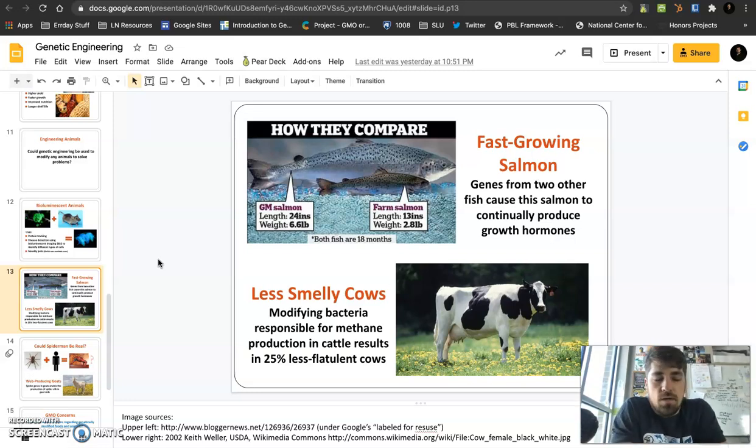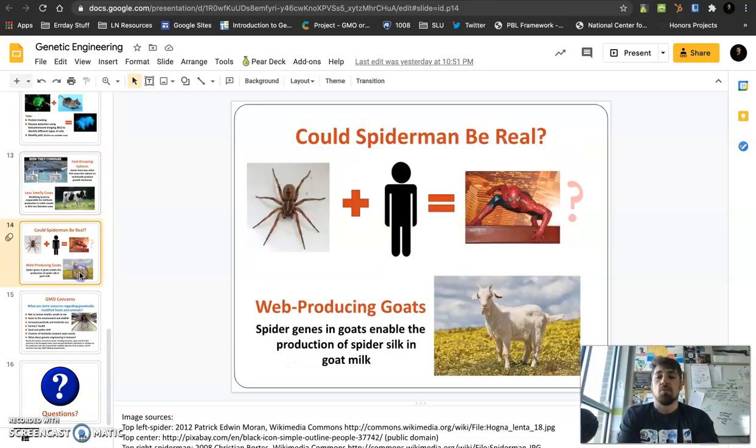Why is that important? Well, we can make a lot of money off of it if we can sell a big fish, right? And then cows here. We can modify bacteria that are responsible for methane production in cattle, which makes them less smelly. Cows release a lot of methane into the air through their farts, and we can actually manipulate that bacteria to smell better.